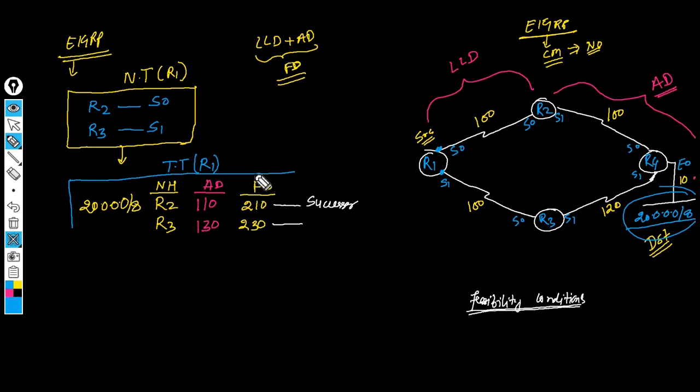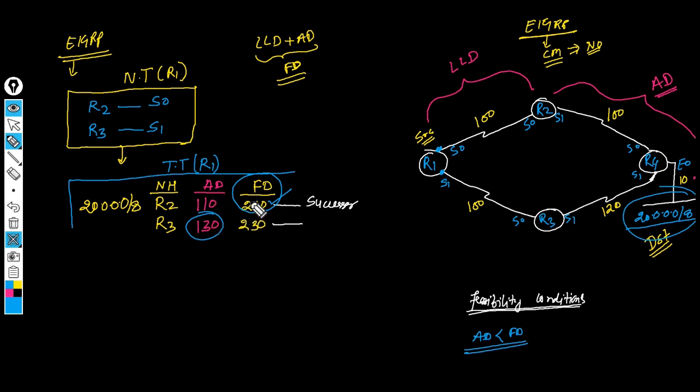The feasibility condition says that your FD and your AD, this is your feasibility condition actually. The second best path's advertised distance should be less than the FD of your successor. It means your FD has to always be higher as compared to the AD.